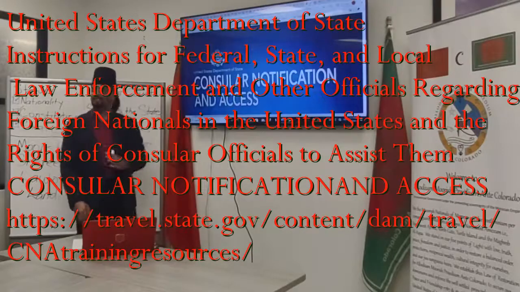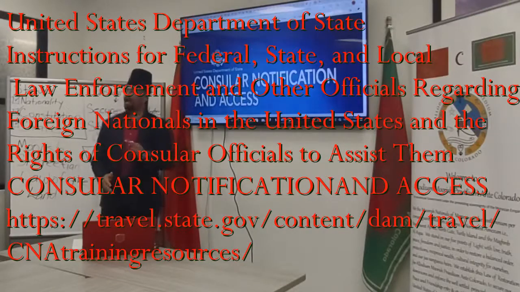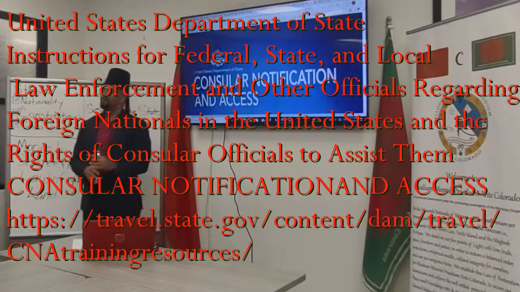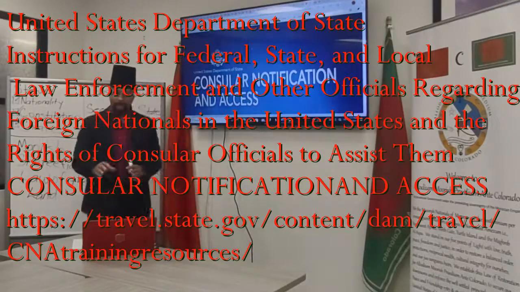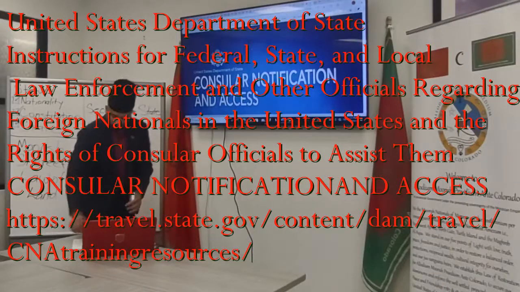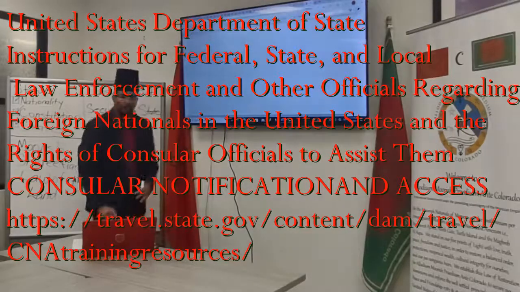Consular notification access. The United States of America now had to put on the record specific things in writing. It couldn't be their mere expression saying, well, next time we'll do it right. No, they had to put it in writing. So when you look at consular notification and access, now you're looking at, go to page 15. Moors must add this to their library, consular notification and access.